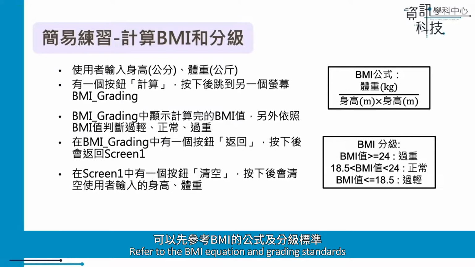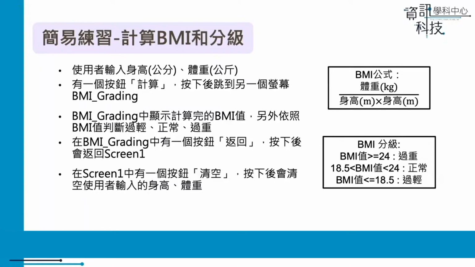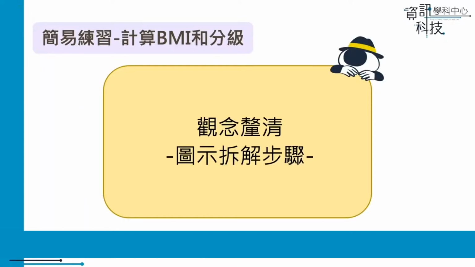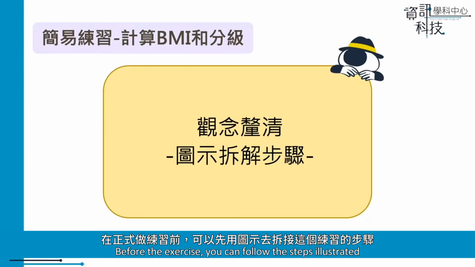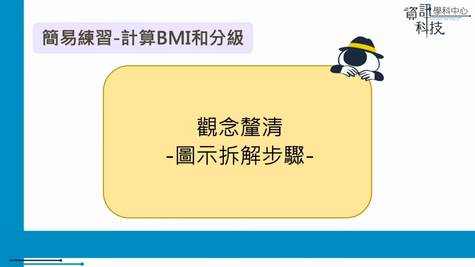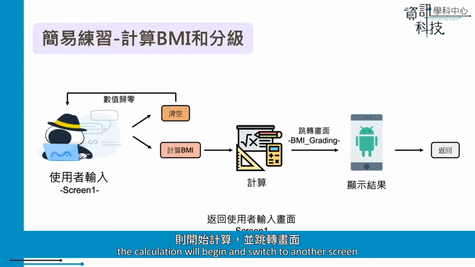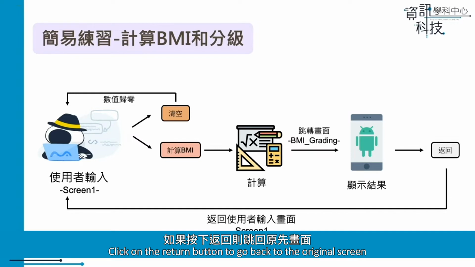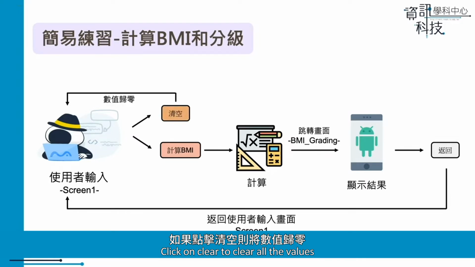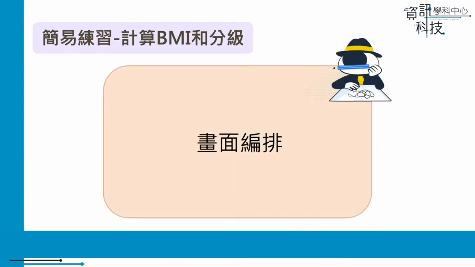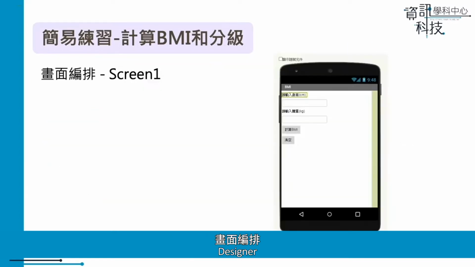Refer to the BMI equation and grading standards. Before the exercise, you can follow the steps illustrated. If the user clicks on Calculate BMI, the calculation will begin and switch to another screen. Click on the Return button to go back to the original screen. Click on Clear to clear all the values. Designer.